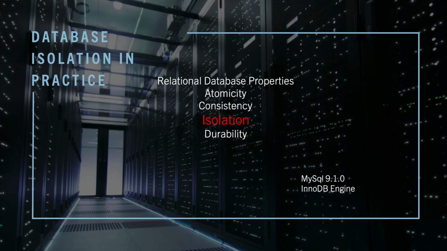Hi, in today's video, let's explore relational database transaction isolation levels, the I in ACID, which are the common properties of relational databases represented by atomicity, consistency, isolation, and durability. Understanding isolation is helpful, especially when dealing with concurrent transactions.